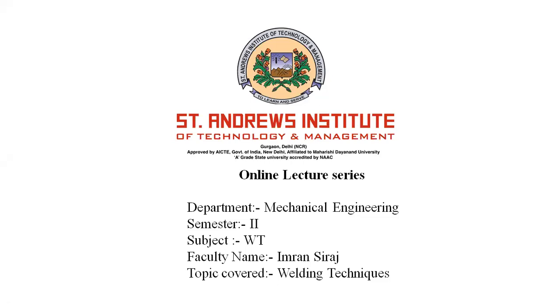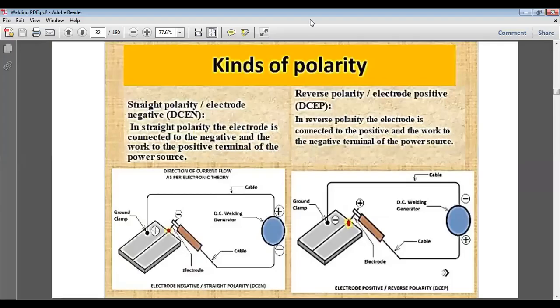Yes, in the last topic we talked about various welding aspects, and we'll be discussing more about that. Yesterday, in the last topic, we were discussing polarity. What is polarity? We discussed direct current electrode negative and direct current electrode positive. So we discussed two kinds of polarities.